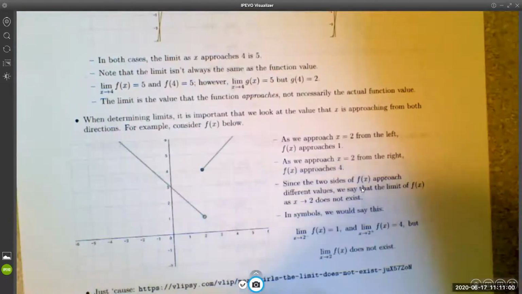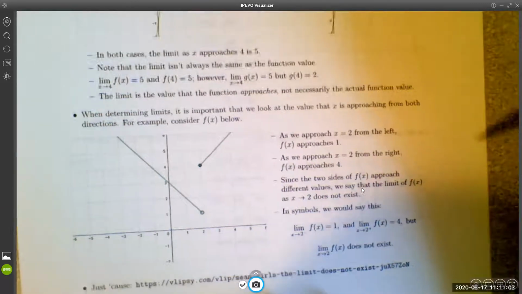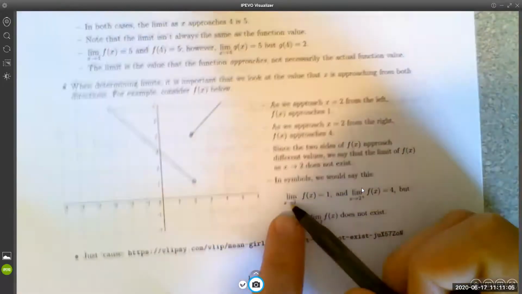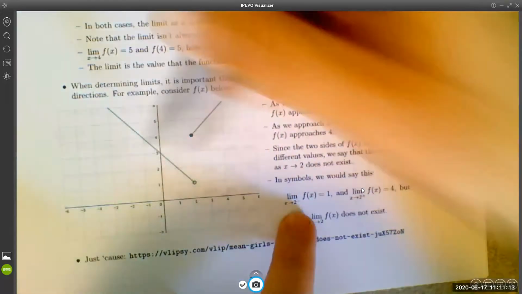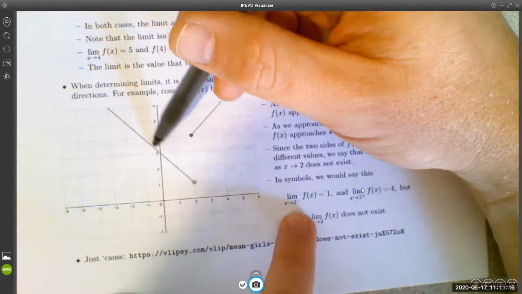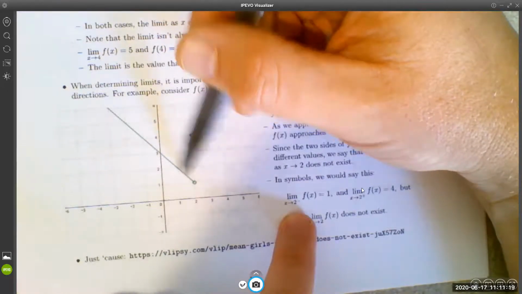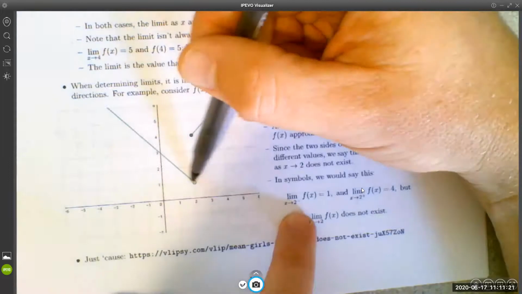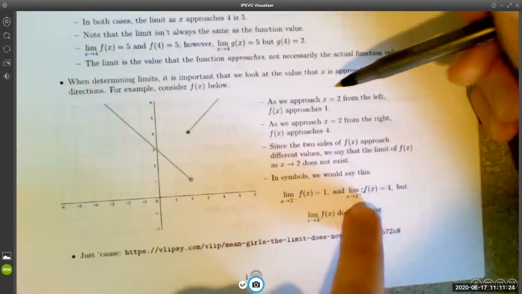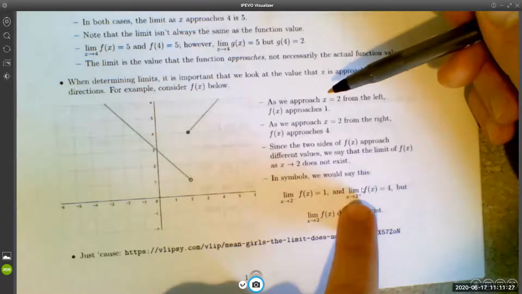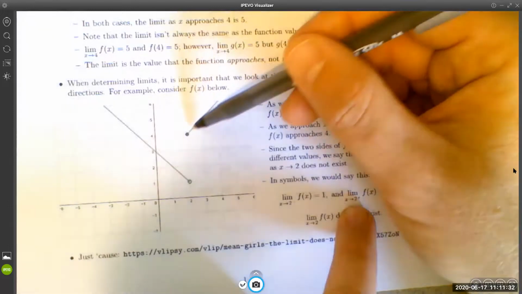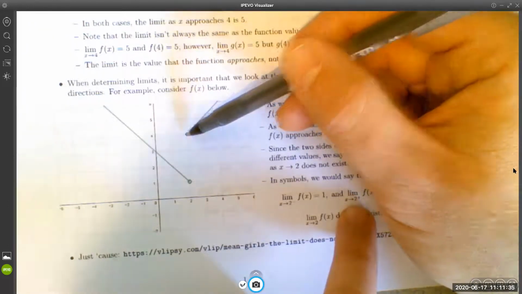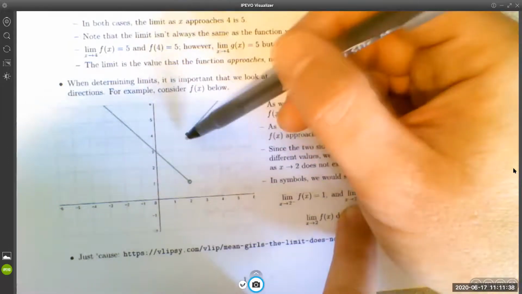Okay. The way that we write this down in math symbols is as follows. So we would say limit as x approaches 2 from the left, right? If you have a little negative sign written as a superscript next to the 2, that means that you're approaching from the left, from the negative direction. So limit as x approaches 2 from the left is equal to 1. In a similar way, this one means limit as x approaches 2 from the right, so the limit as x approaches 2 from the positive direction. As we approach from the right, the function value that we're approaching is 4.